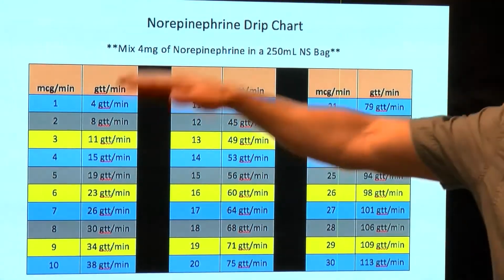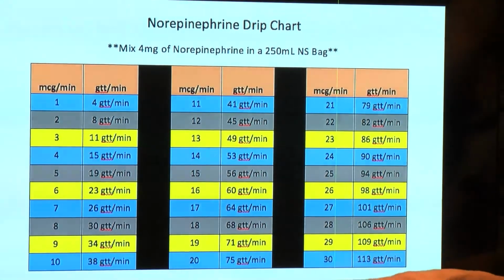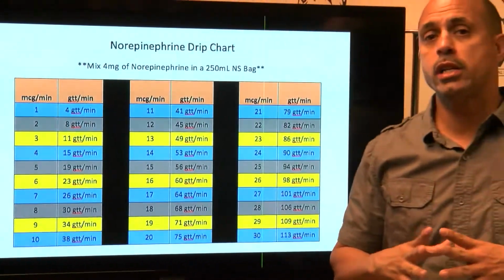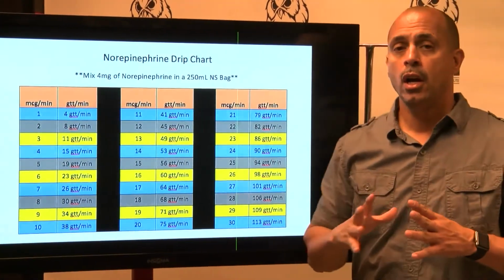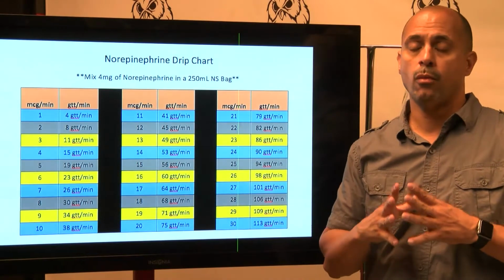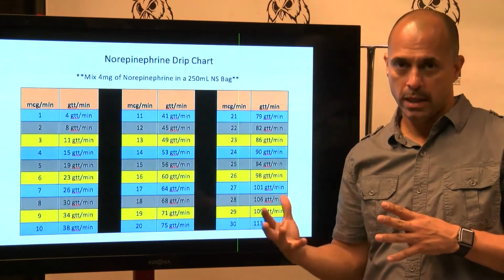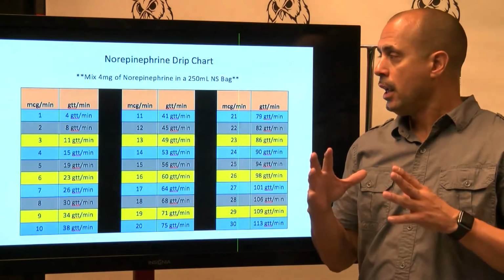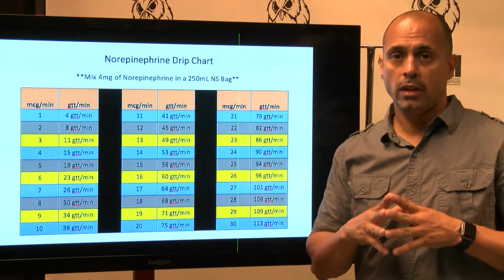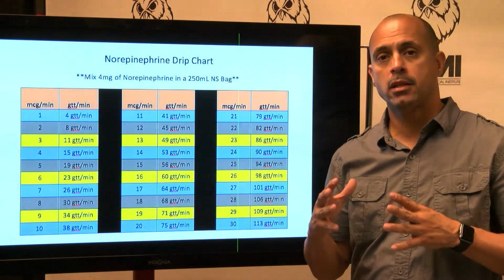Just keep in mind, this goes all the way up to 30 mics per minute. With patients in cardiogenic shock with norepinephrine, we're going to give anywhere from 1 to 16 mics per minute. All right, so let me say that again. In cardiogenic shock, you're going to give anywhere from 1 to 16 mics per minute.